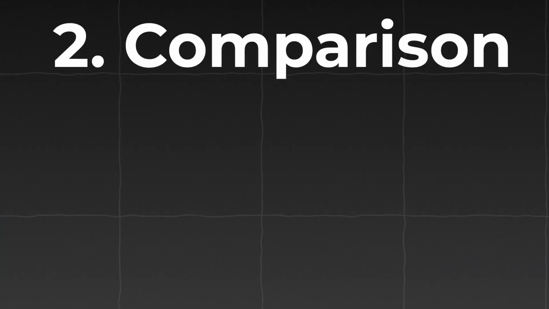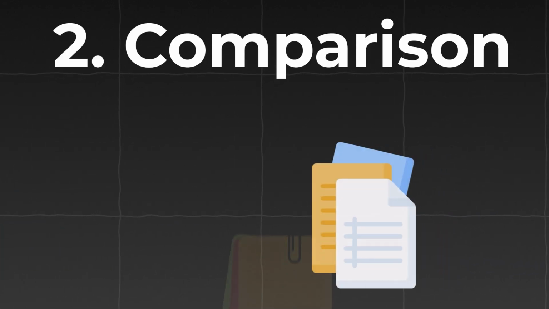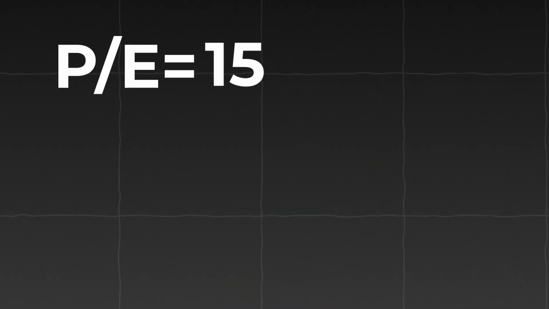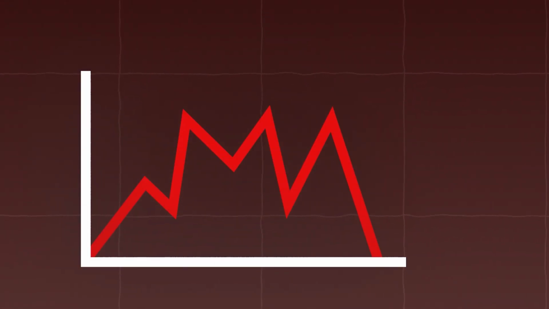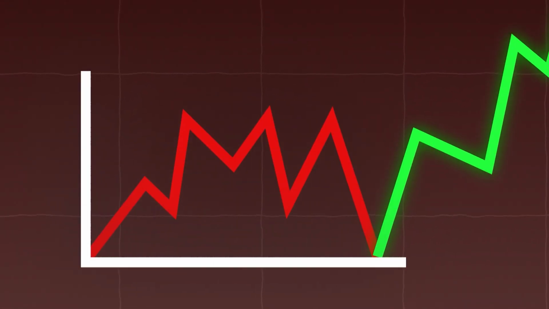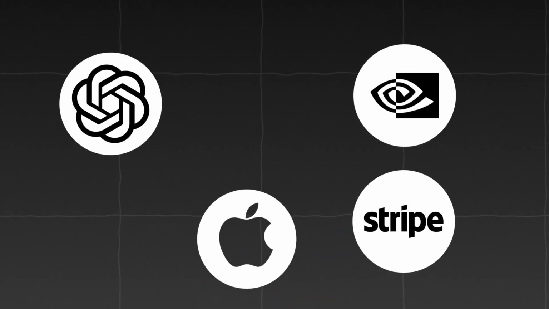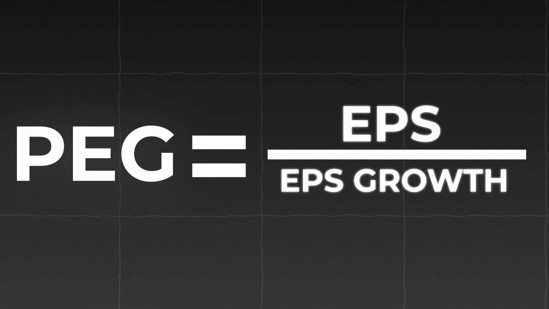Another way to use the P/E ratio is to compare it to the company's historical average. If a stock normally trades at a P/E of 15, but is now trading at 25, something has changed. That doesn't automatically mean the stock is overpriced. It could mean the company has entered a new growth phase, but it's a sign you should dig deeper. Finally, for high growth companies, it can be useful to look at a metric called the PEG ratio, which adjusts the P/E for the company's growth rate. A stock with a P/E of 30 might seem expensive, but if it's growing earnings at 40% a year, it might actually be a bargain.